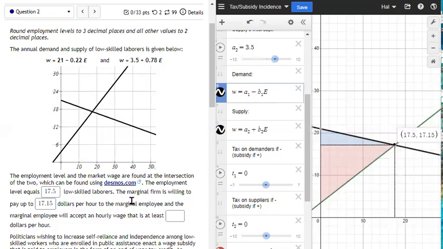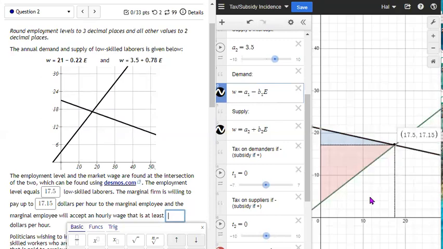Now, the marginal employee is the last employee hired. And the marginal employee is hired by the marginal firm. The marginal employee is the person who gets no surplus, no employee surplus or worker surplus, if they accept the job, because the lowest wage that last person is willing to accept is the height of the green curve at this quantity of employment. And that is 17.15.